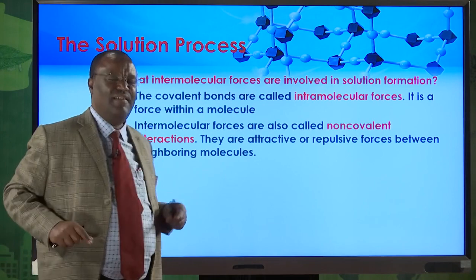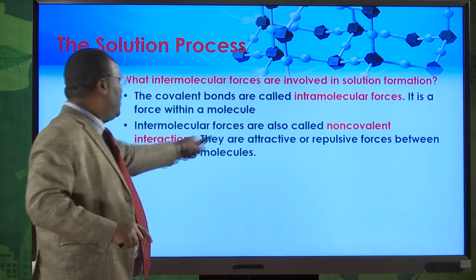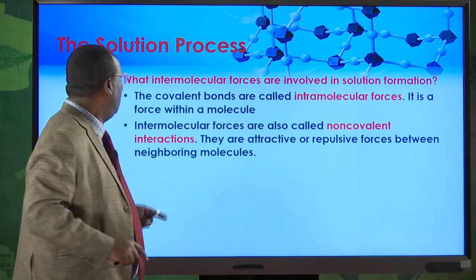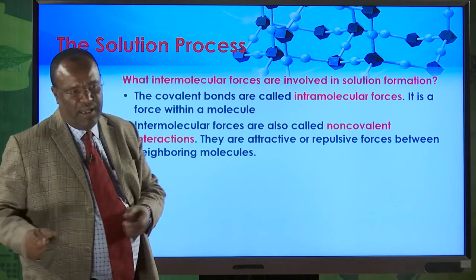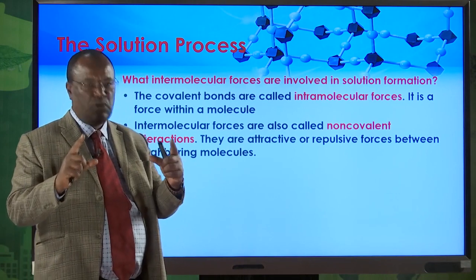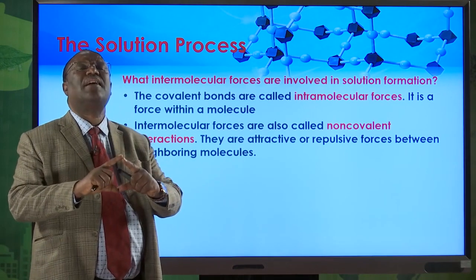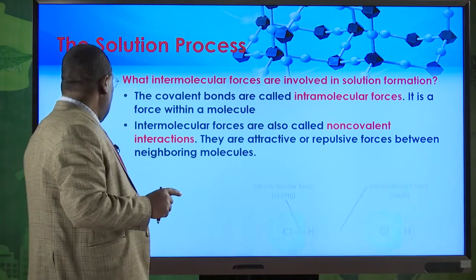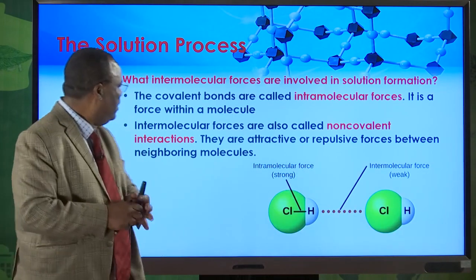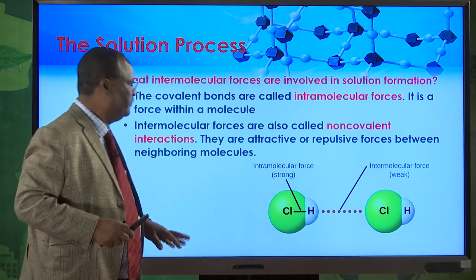The first one is covalent interaction. This one is non-covalent interaction. They are attractive or repulsive forces between neighboring molecules. If there is attraction between neighboring molecules, we say that force of attraction is an intermolecular force of attraction. Let us see an example. Look at this picture, this figure.